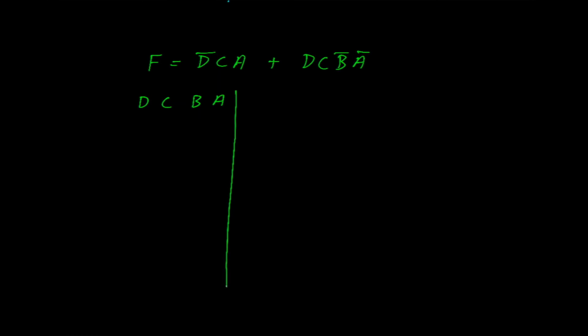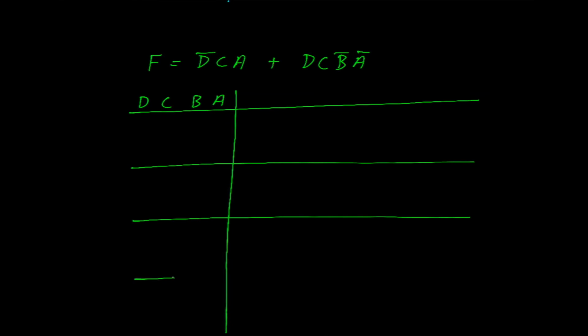In our last example, we'll take a Boolean expression, in this case F is equal to D not C A or D C B not A not, and convert that to a truth table. You'll see there are 4 inputs, D, C, B, and A. And now I have to be really careful to fit everything on this page. 0, 1, 0, 1, 0, 1, 0, 1.